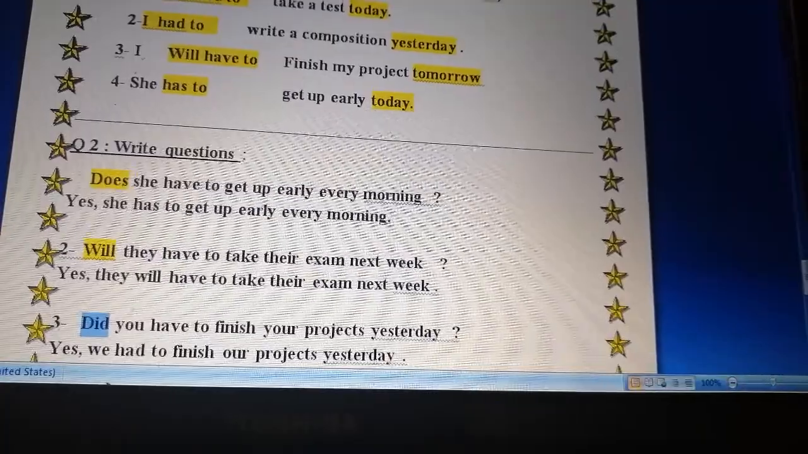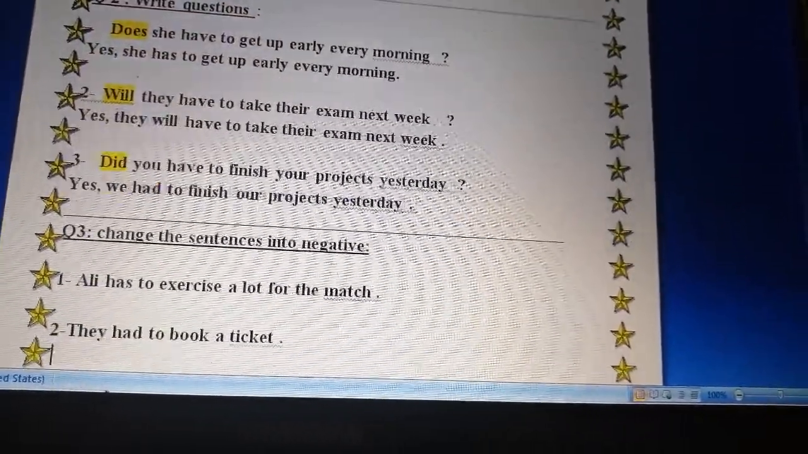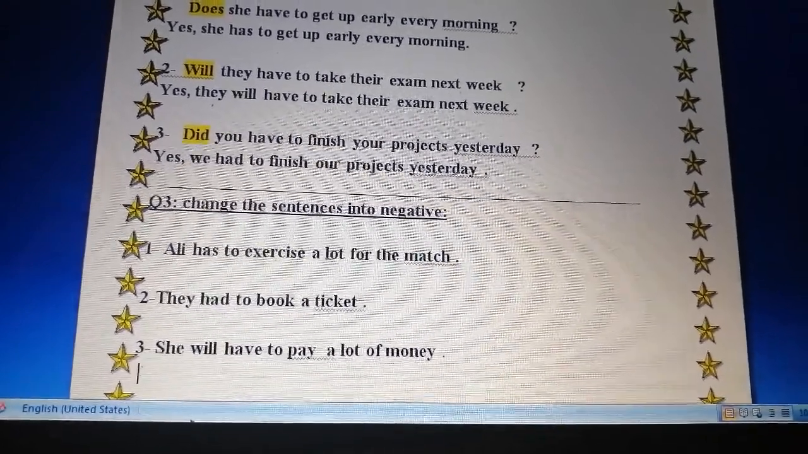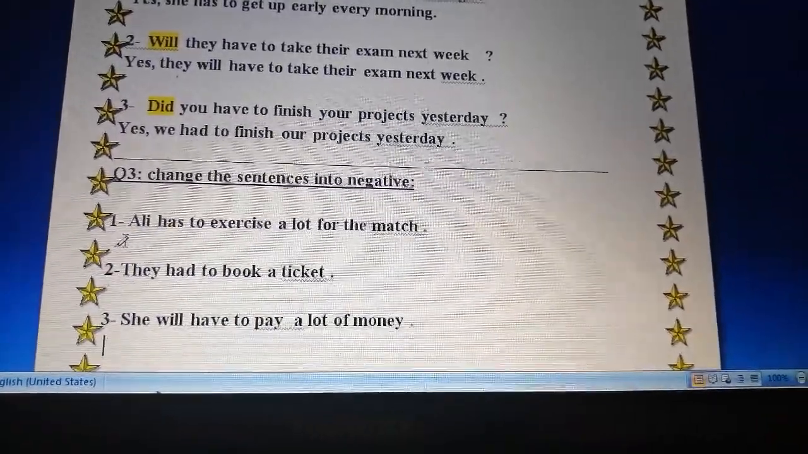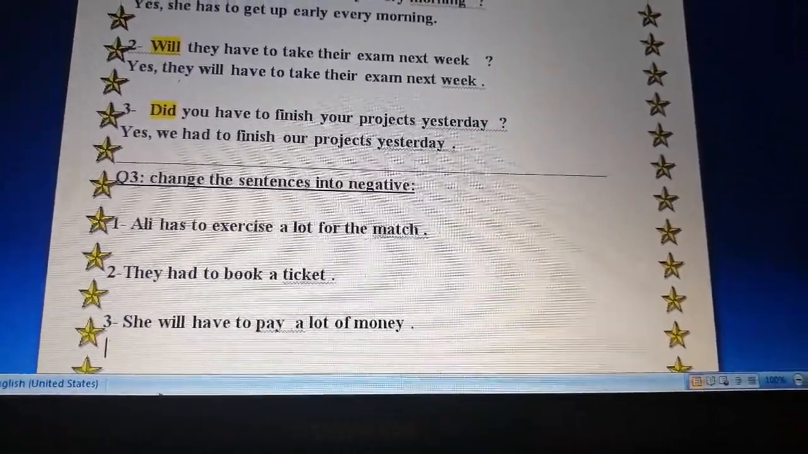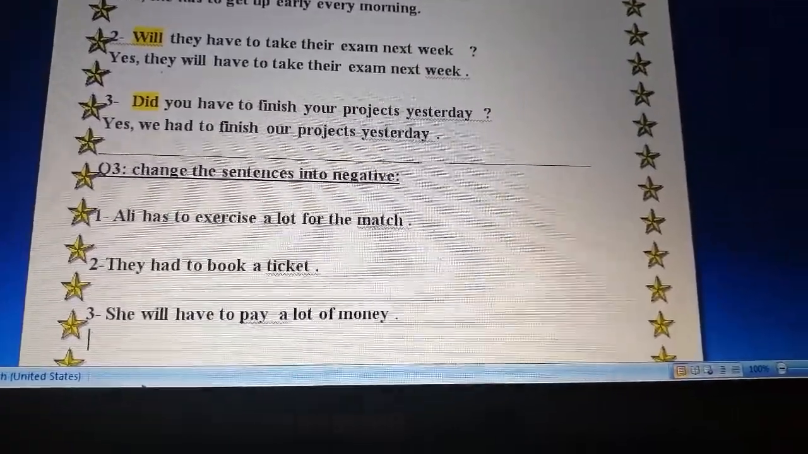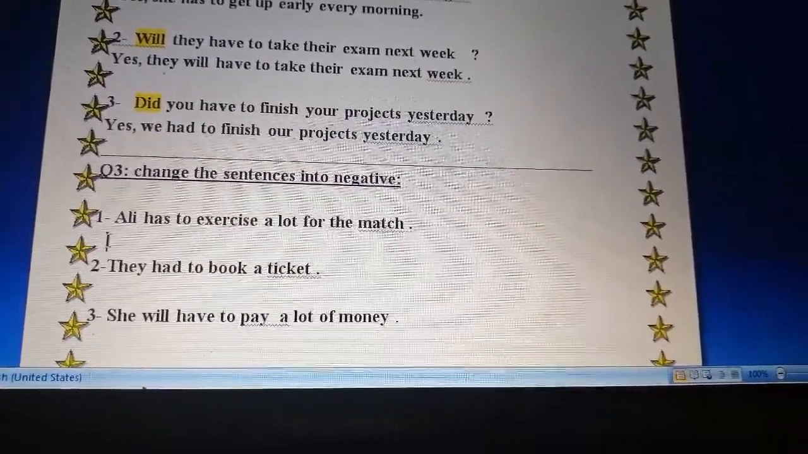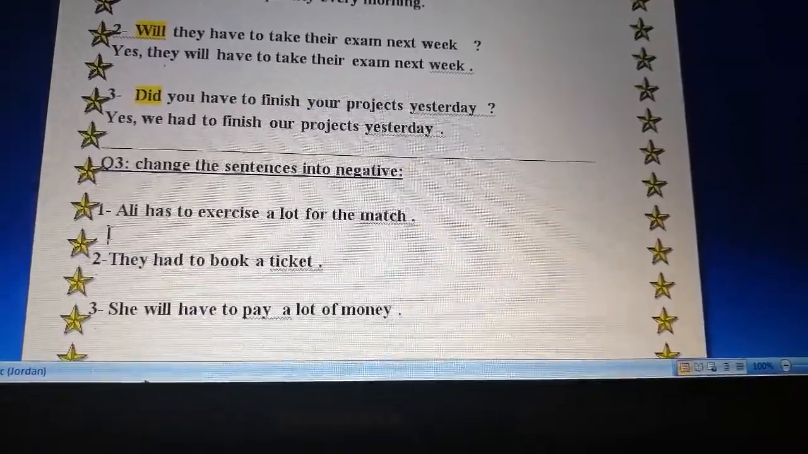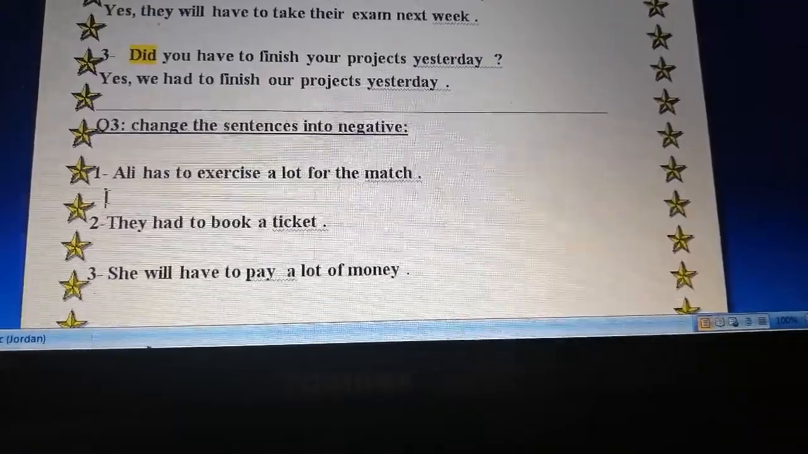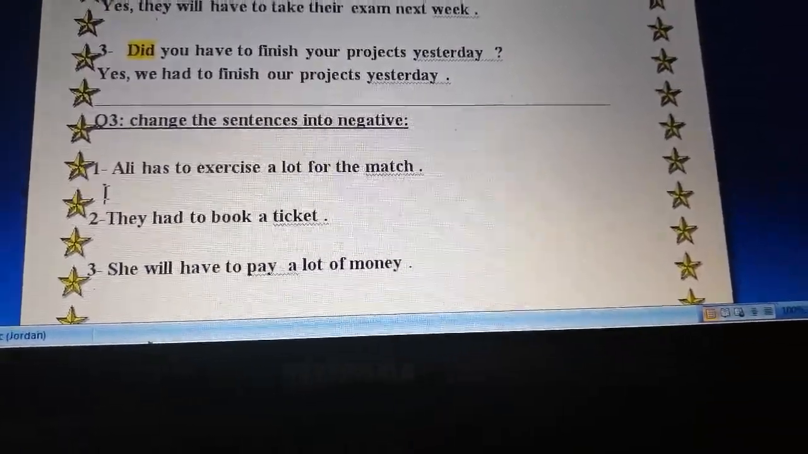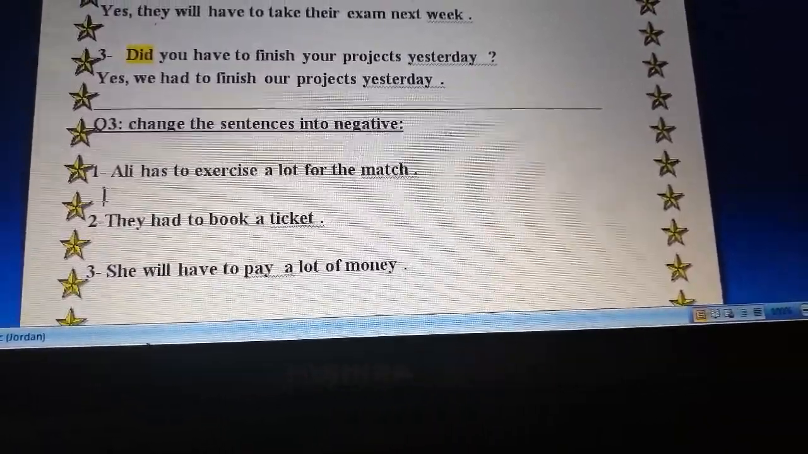Okay. Let's now make a negative. In the negative we use either don't or doesn't, or won't, meaning will not, or didn't. Let's see. Ali has to exercise a lot for the match. Okay. Ali has to. Which tense am I talking about when I say "has to"? Yes, present.